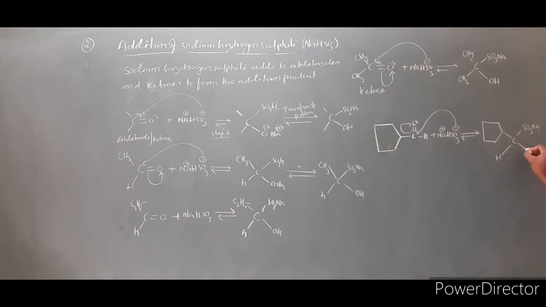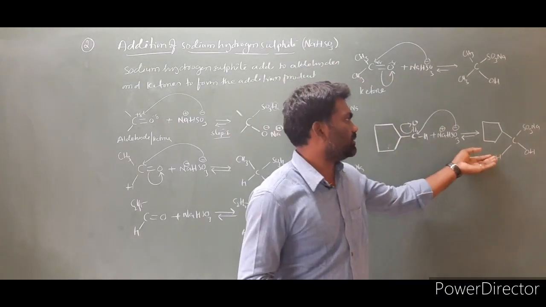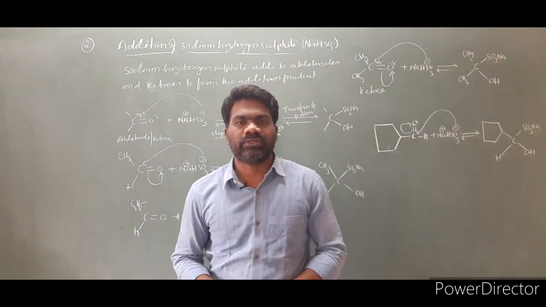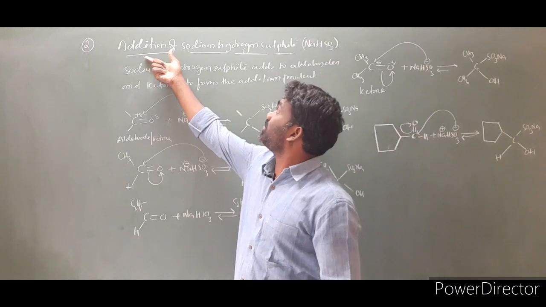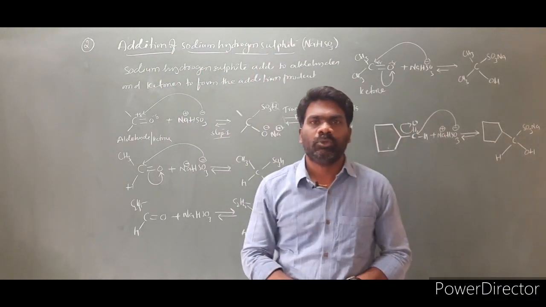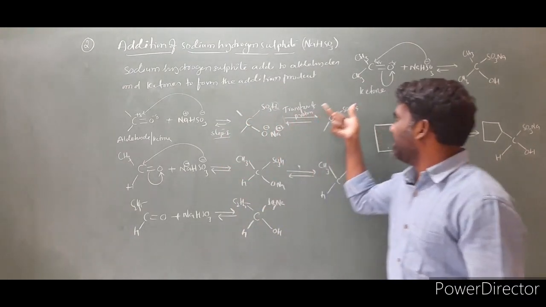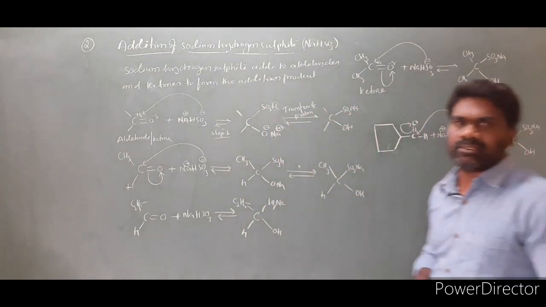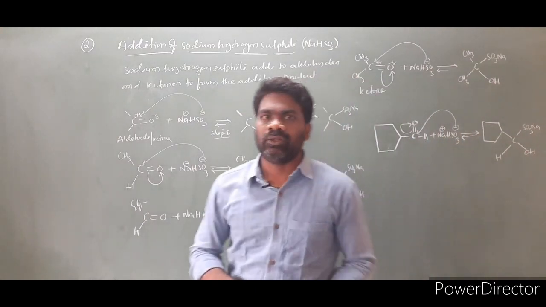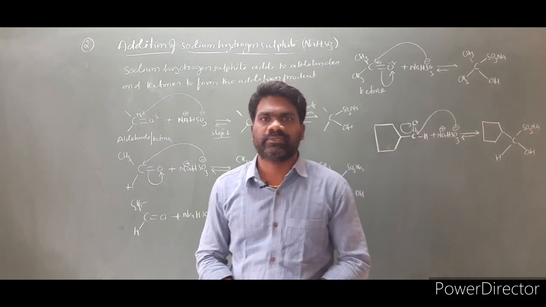Here we have to write what remains. Oh, so that is the product formed in that reaction. This is the reaction of addition of sodium hydrogen sulfite to aldehydes and ketones, which produces the addition product. All these are addition products in this reaction. This is the second nucleophilic addition reaction of aldehydes and ketones.